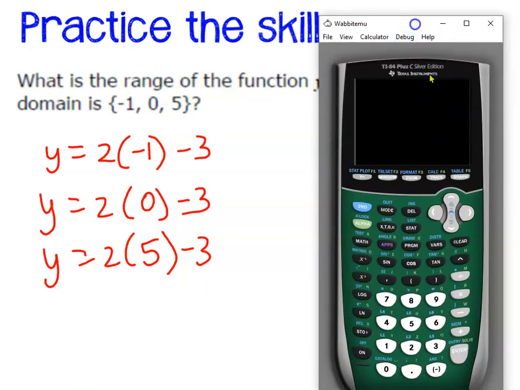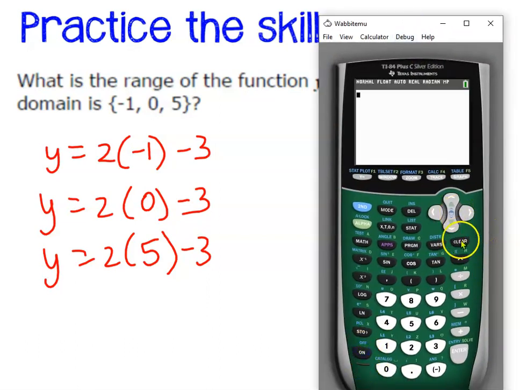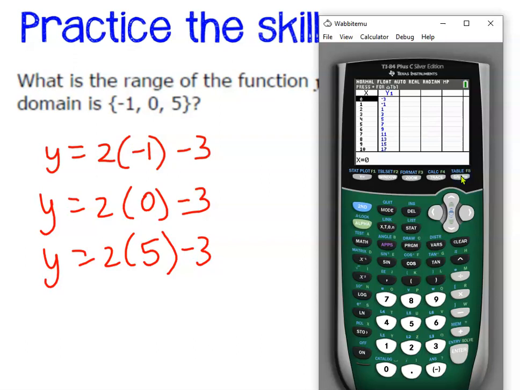When you use a graphing calculator, you simply put your function into the y equals button, 2x - 3, and you take a look at the table of values. And from there, you can find the range or the outputs.